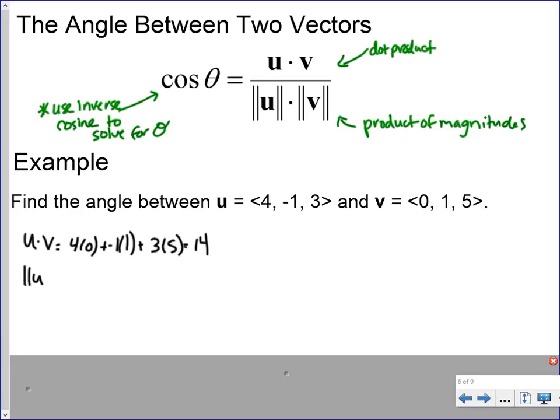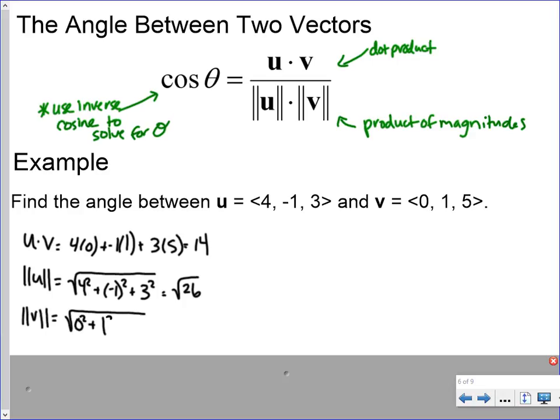And then I would do the magnitude of u, the square root of 4 squared plus negative 1 squared plus 3 squared. That's the square root of 26. And the magnitude of v is the square root of 0 squared plus 1 squared plus 5 squared, which is also the square root of 26. These magnitudes won't always come out to be the same. They just happen to be the same in this problem.